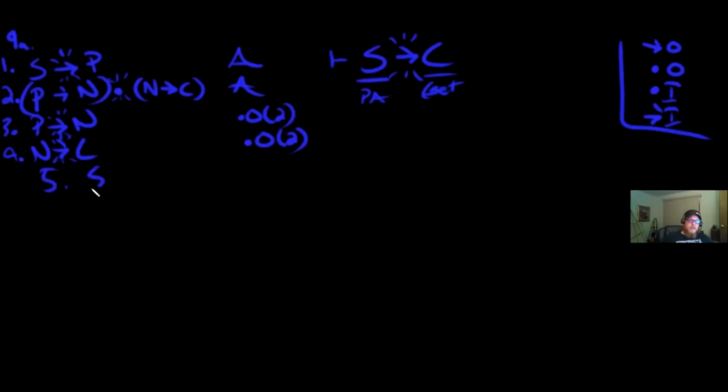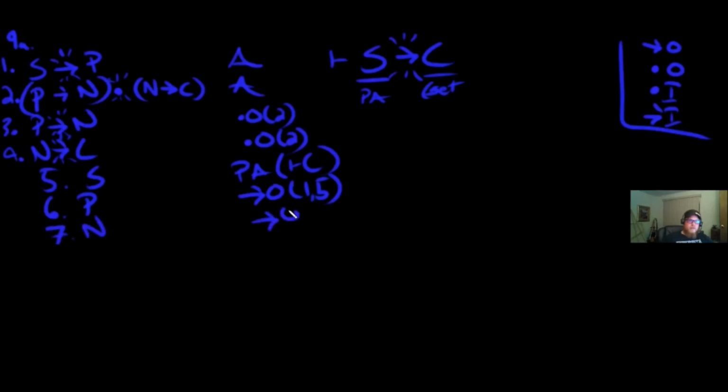Line 5, S as a provisional assumption. Okay, in trying to solve for C. Okay, so with this S in place, do we have a left side match now? Can we do an arrow out? Yep, there it is. That unlocks P. Arrow out, 1 and 5. Okay, with that P in place, do we have another arrow out that we can do? Yep, there it is right there. This is the left side of an arrow. That's going to unlock the N. Okay, that's arrow out, 3 and 6.